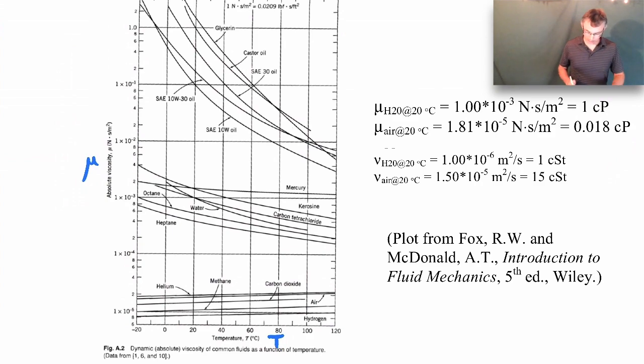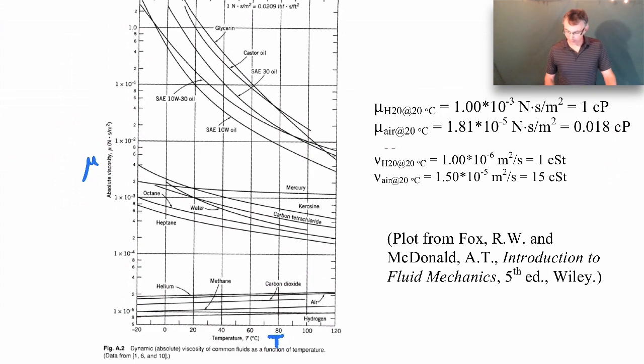And just to give you some typical numbers here. The viscosity of water at room temperature, 20 degrees C, is 1 centipoise, just what I had talked about before. The viscosity of air at the same temperature is quite a bit smaller, 0.018 centipoise. So the dynamic viscosity of water is much higher than that of air, kind of what you'd expect.